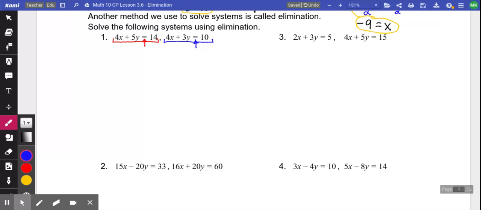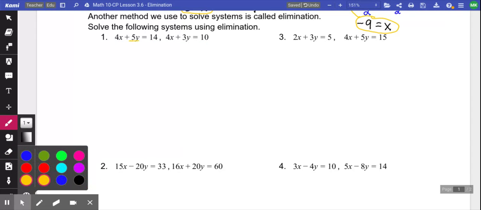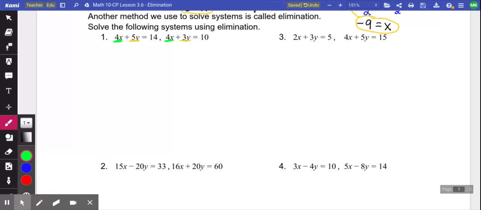The order has to be the same. If the order is not the same, it makes it a nightmare. Perfect. The second thing you need, so first was order the same. Second is make one of the letters have the same coefficient. So if you look, my y's, this one is 5y, this one is 3y. They're not the same. But if you look at the x's, this one is 4x, this one is 4x. They are the same. That's good. So we've got same order and same coefficient.